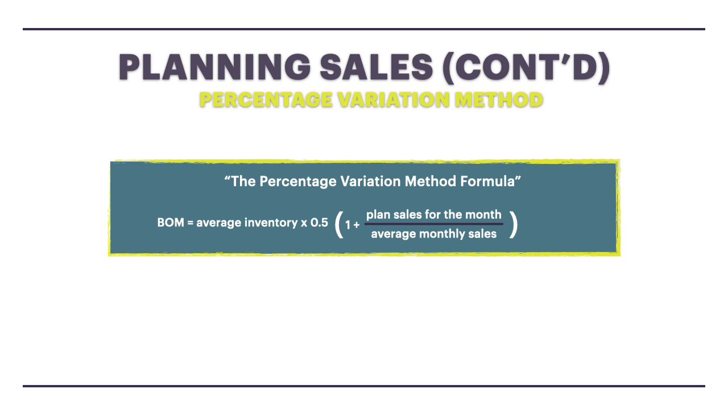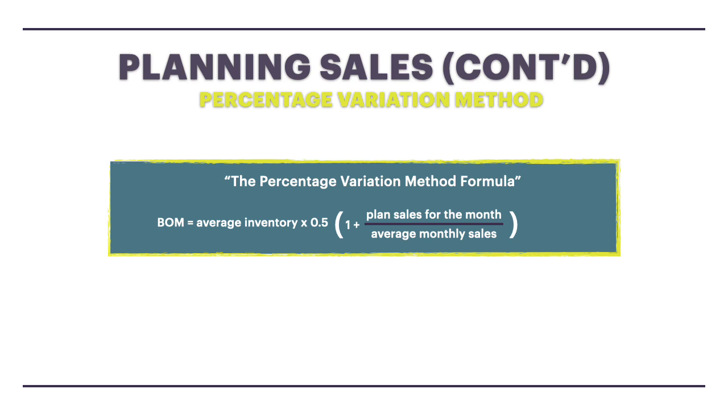So, planning sales continued. There is also the percentage variation method. This method states that the BOM should be a percentage of average inventory. The percentage varies each month depending on planned sales. So here's a few tips.